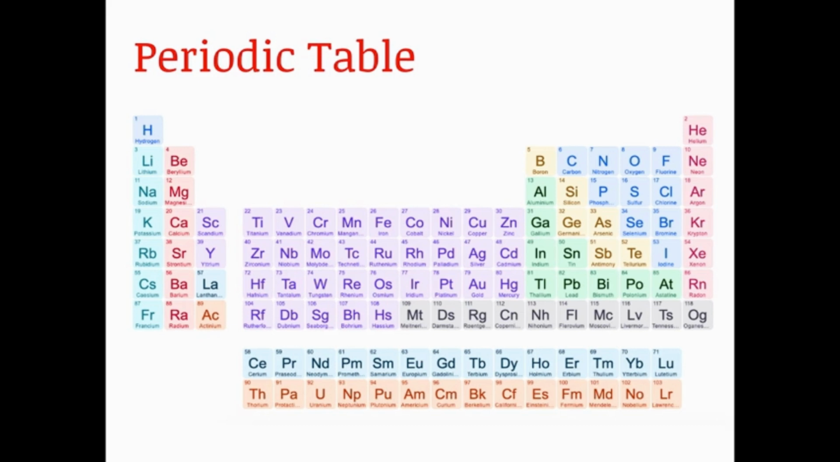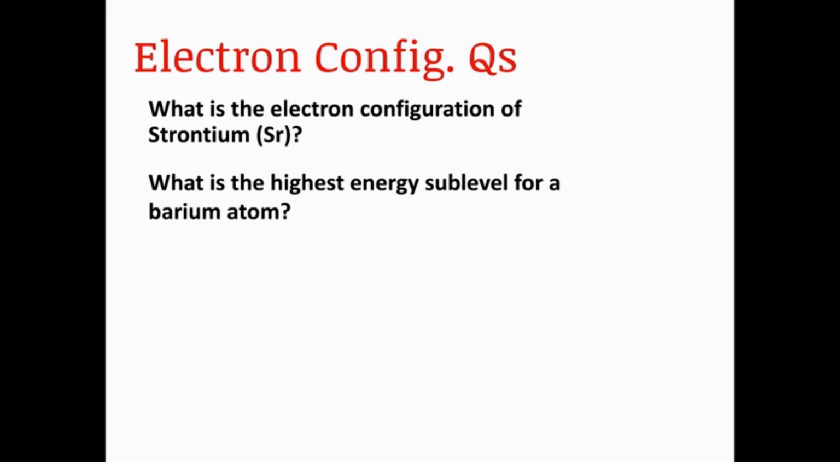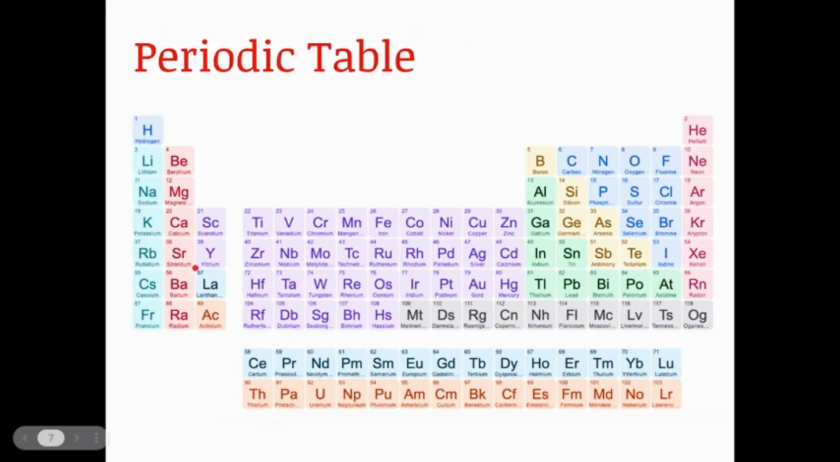Alright, so here's a periodic table we have. Let's use this as a reference for some of the problems because it will be necessary. So, what is the electron configuration of strontium, or Sr? So, it is right here on the periodic table.